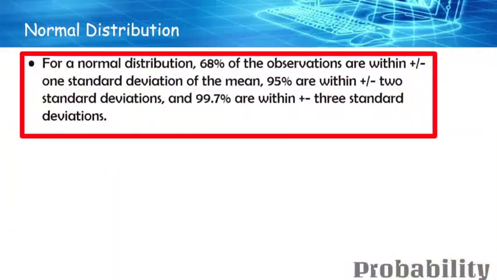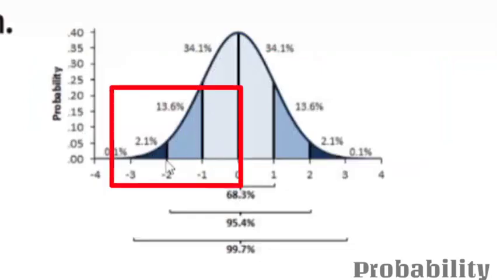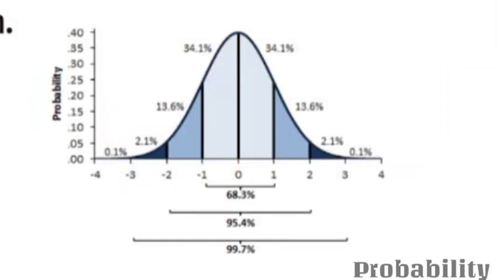For a normal distribution, 68% of the observations are within plus or minus one standard deviation, 95% are within plus or minus two standard deviations, and 99.7% are within three standard deviations. Okay, so even if you consider the previous graph, you can see the first standard deviation, second standard deviation, and third standard deviation. That is what is represented over here.